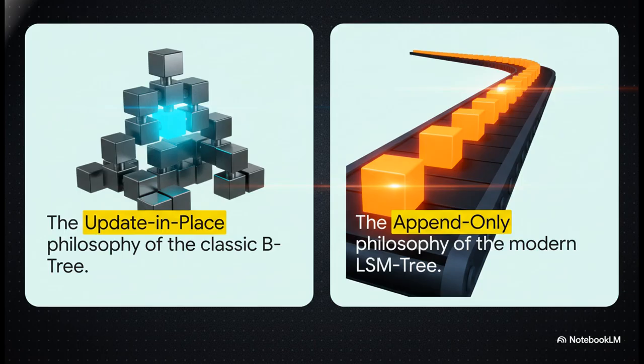On one side, we've got the established, reliable veteran, the B-tree. First introduced way back in 1970, it uses what we call an update-in-place philosophy. Basically, it treats the disk as a set of fixed-size pages that can be carefully overwritten. It is the absolute gold standard in almost all relational databases.